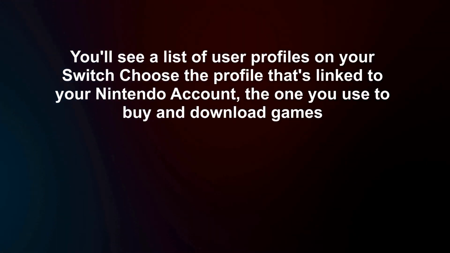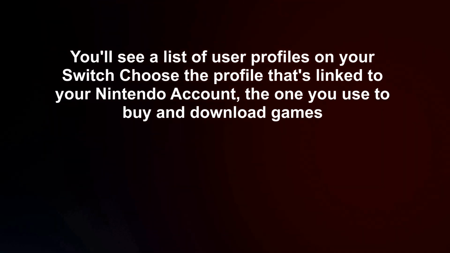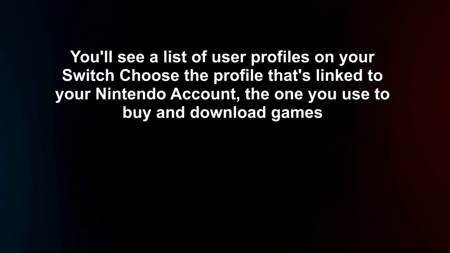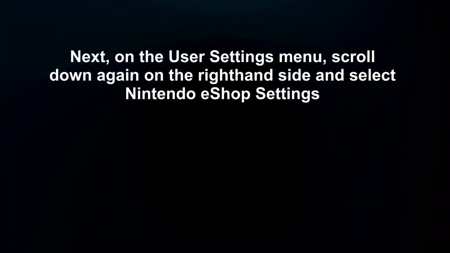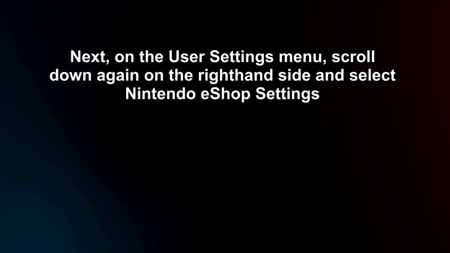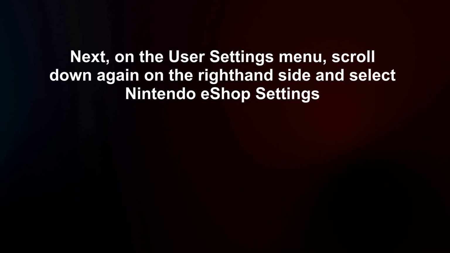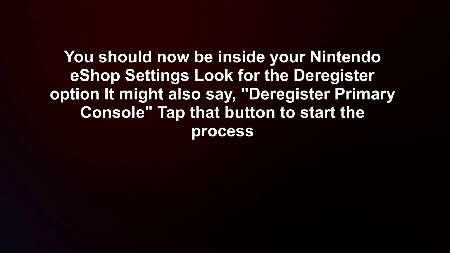You'll see a list of user profiles on your Switch. Choose the profile that's linked to your Nintendo account, the one you use to buy and download games. Next, on the User Settings menu, scroll down again on the right-hand side and select Nintendo Shop Settings. You should now be inside your Nintendo Shop Settings.